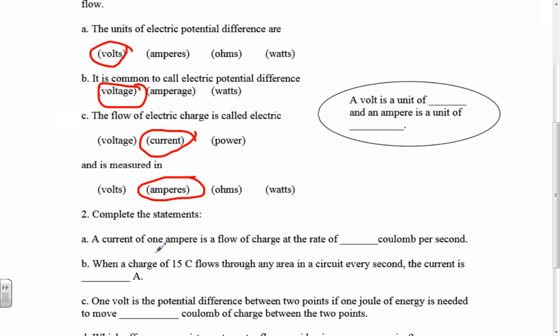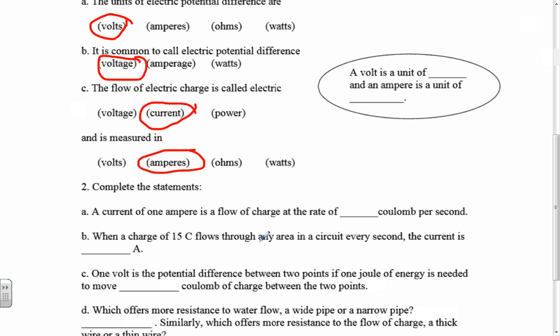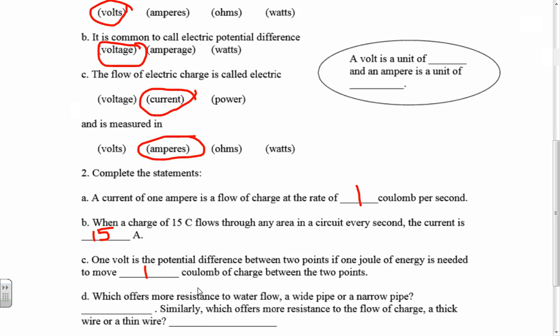All right, complete statements. Everything with charge and coulombs per second is going to be a 1-to-1 ratio. So 1 amp is 1 coulomb per second. So 15 coulombs every second is going to be 15 amps. Make sense? Okay. 1 volt of potential difference between 2 points is 1 joule. Again, everything's going to be 1-to-1 ratio, so it'll move 1 coulomb of charge.